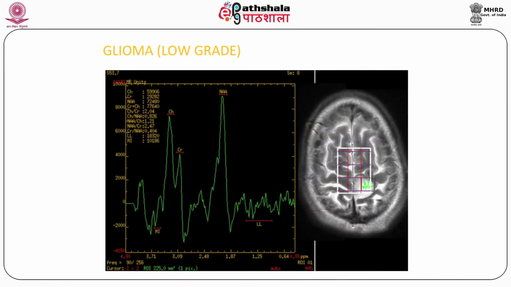This is a case of a low grade glioma where we see that the choline peaks are high, but the NAA peaks are not low enough, meaning that there is some neuronal activity, and the choline peaks are high, but they are not high enough to call it a high grade glioma.